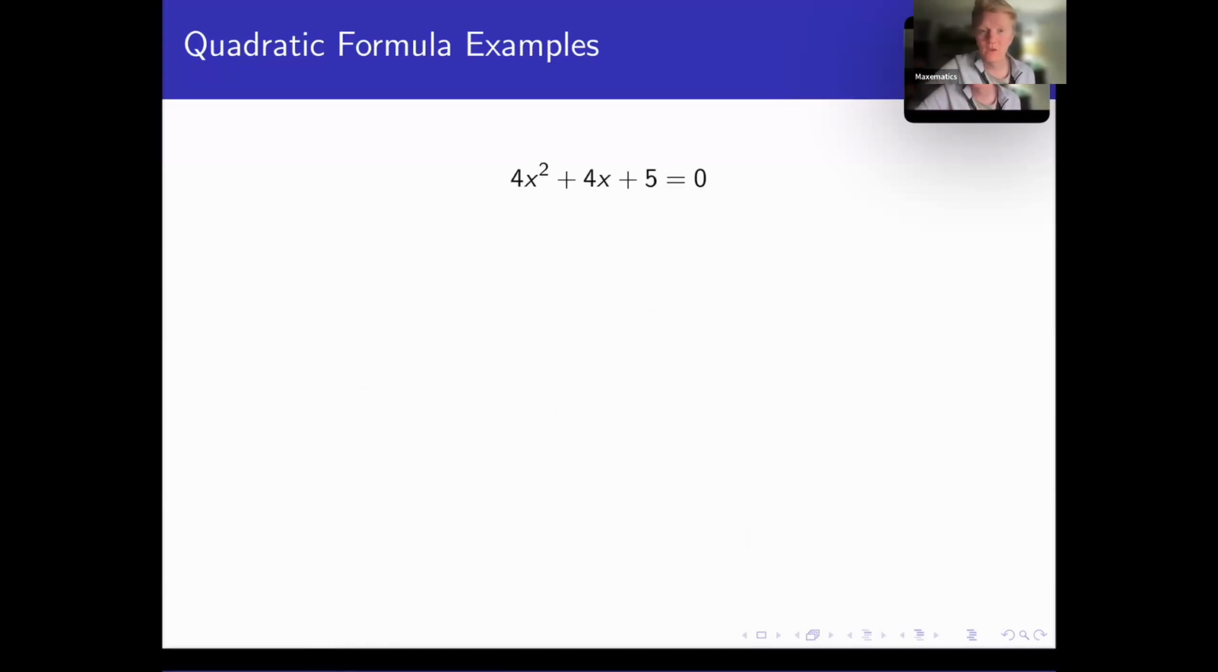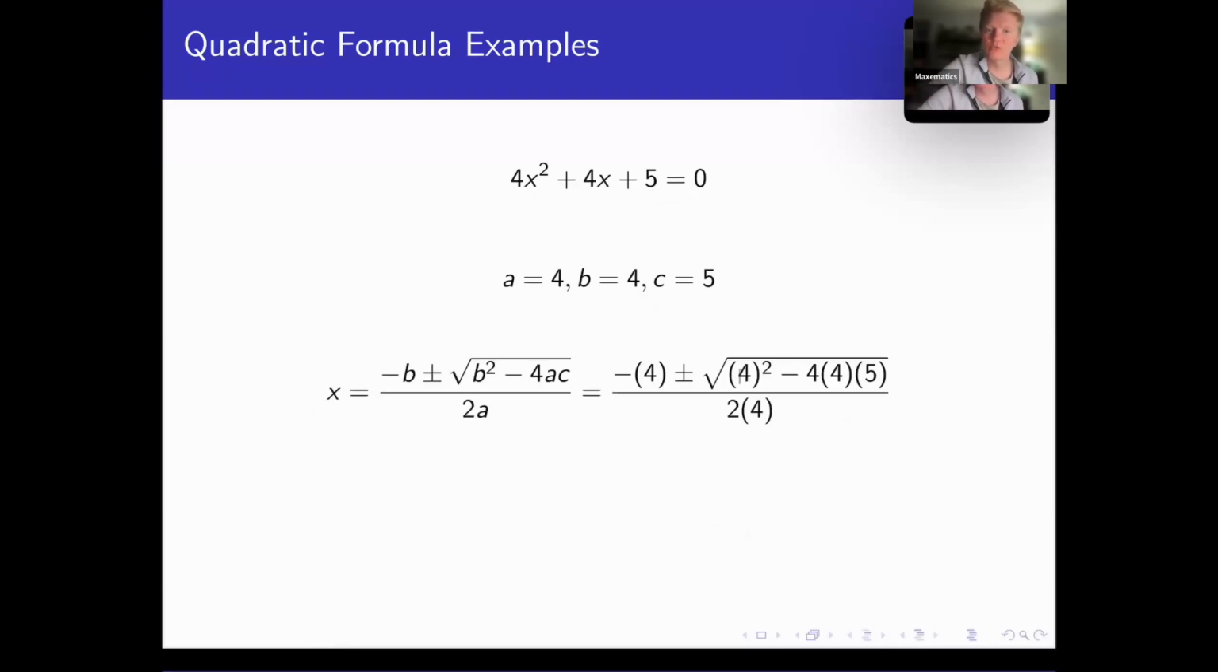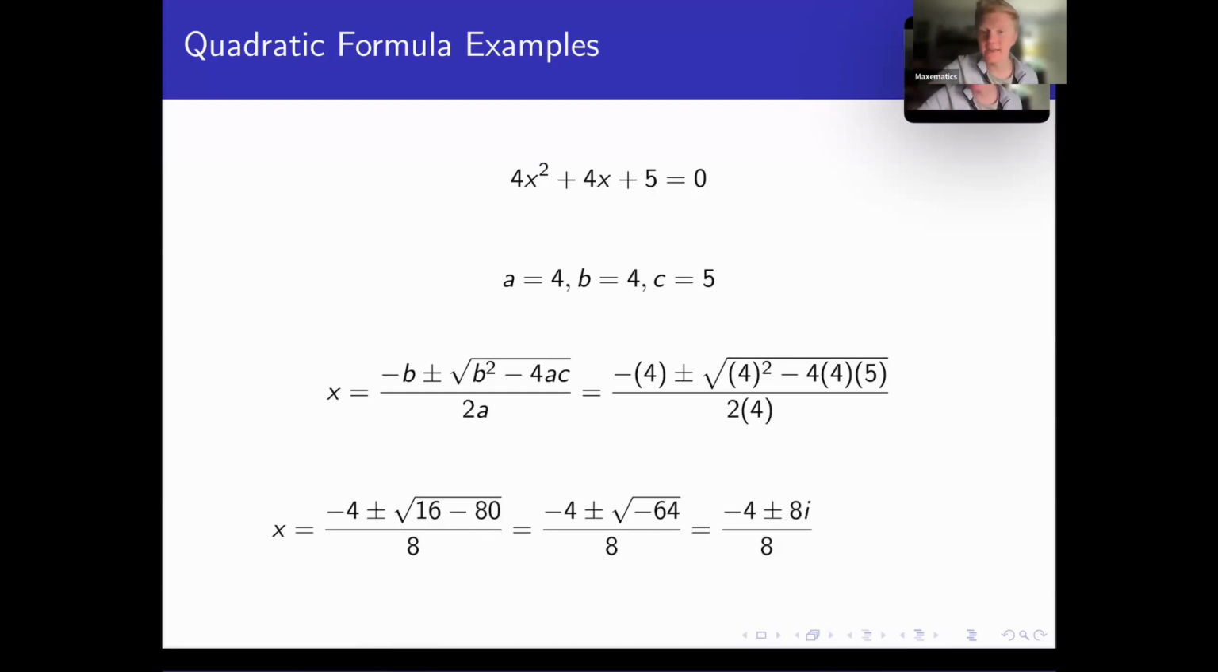Nice. One more. 4x squared plus 4x plus 5 equals 0. A is 4. B is 4. C is 5. Plug it all in. 4 squared is 16. 4 times 4 times 5 is 80. 16 minus 80 is negative 64. The square root of negative 64 will be 8i. We can divide all of these things by 4. And just like that, that's the end of 1.4.